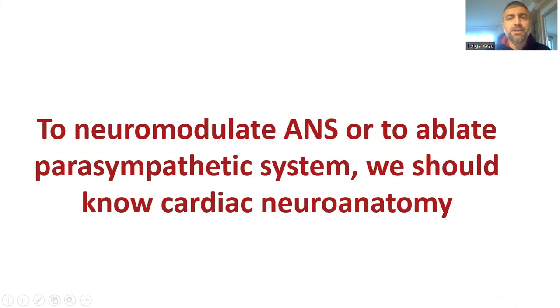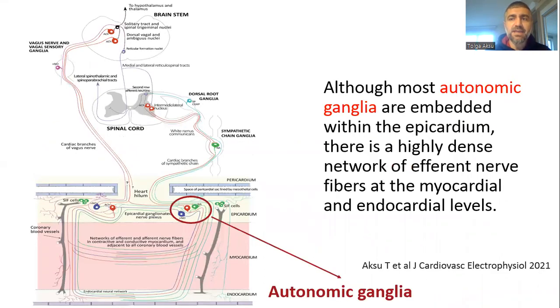To neuromodulate the autonomic nervous system or to ablate the parasympathetic system, we should understand the cardiac neuroanatomy, because it will completely affect our ablation strategy. Although most autonomic ganglia are embedded within the epicardium, there is a highly dense network of efferent nerve fibers at myocardial and even endocardial levels. So during endocardial catheter ablation, we can ablate both these postganglionic neuronal fibers and epicardial autonomic ganglia.